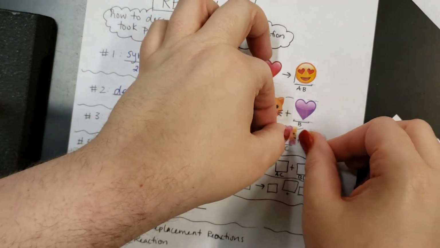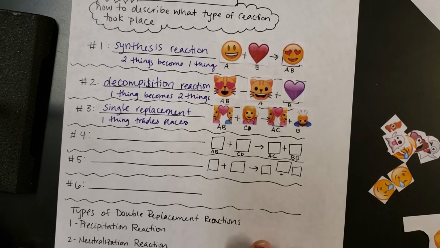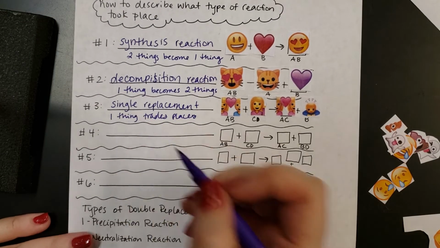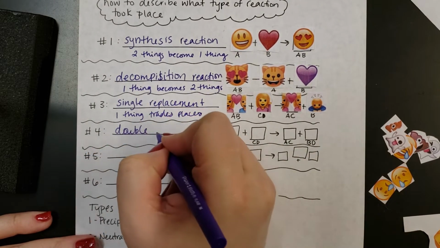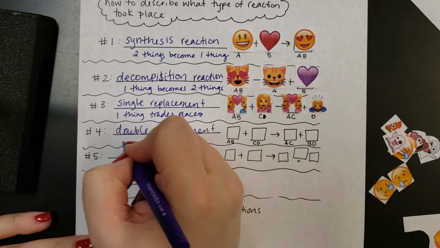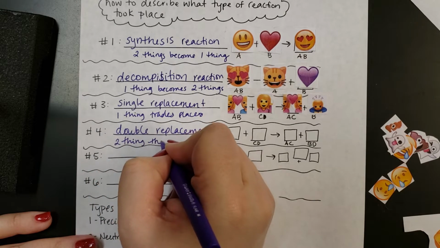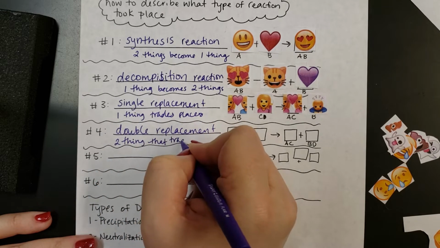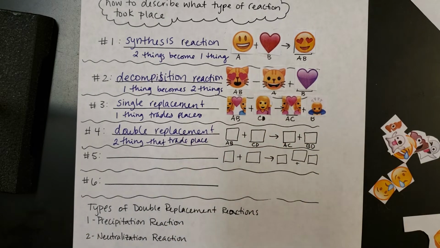Because now they're single and you got a replacement. Sorry. All right, so the next one is going to be a double replacement, which is very similar to the single replacement, except that now you have two things that trade places. So this would be if you and your boyfriend broke up, or you and your girlfriend broke up, and then you both started dating new people. That's a double replacement. Okay.